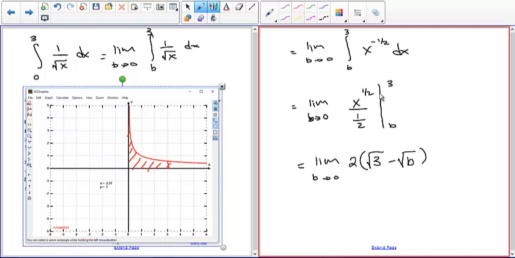So we evaluate the function at the upper limit. The function x to the 1/2 power is the square root. So we get the square root of 3 minus the square root of the lower limit. And at that point, you evaluate the limit. And there's no indeterminacy here, so we just can plug the number in. So we'll get 2 square root of 3 minus the square root of 0. So we get 2 times the square root of 3. So that's the area underneath that curve.